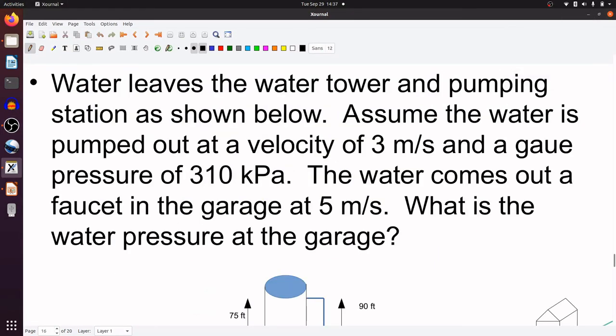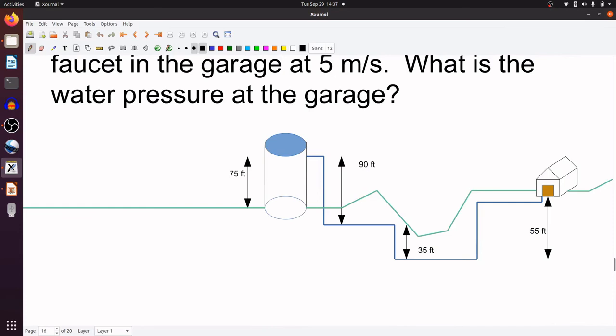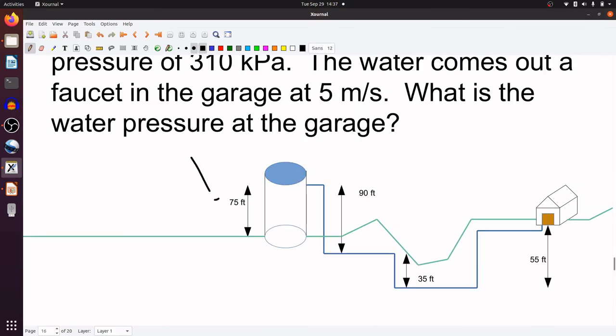All right, doing a problem. First, let me show you what this looks like. We have a water tower, and it's 75 feet to the ground, and then a total of 90 plus 35 gives you 125 feet to the absolute lowest point. We're going to use that value as our base. We're going to measure everything relative to this base, and so this is 125 feet. And then from its lowest point, it goes up 55 feet into a garage. And so we're going to use that too.